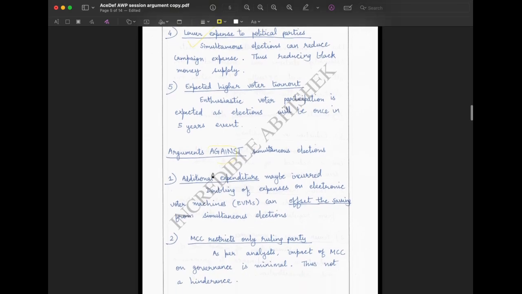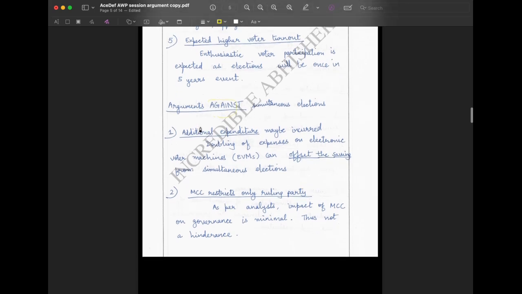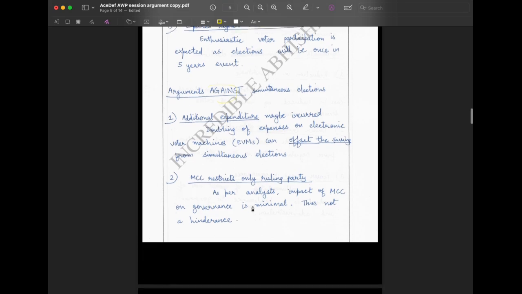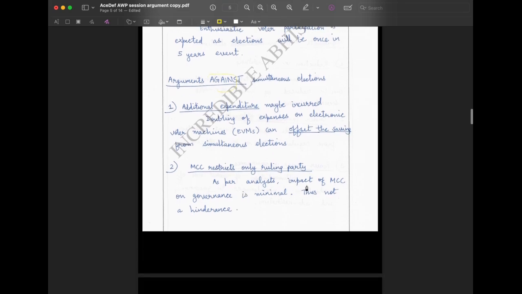Then expected higher voter turnout once in 5 years. Against: now you see he has also underlined that arguments against, additional expenditure offsets the saving. So this is to show the examiner that, see, I want you to read this. That is why the candidate has done this. And as per analysts, impact on governance is minimal, thus not a hindrance.